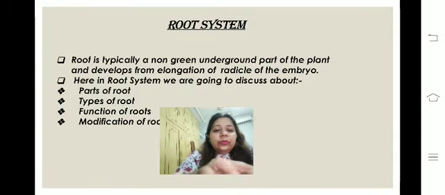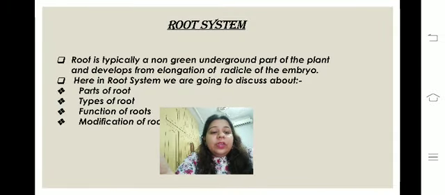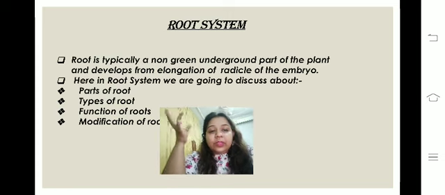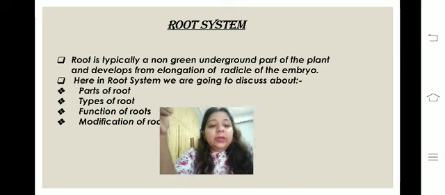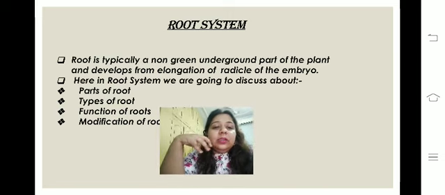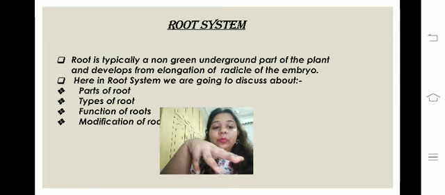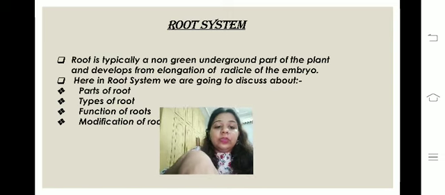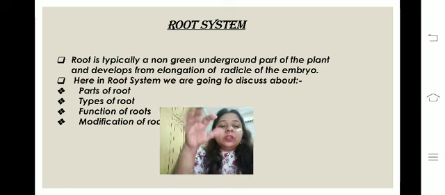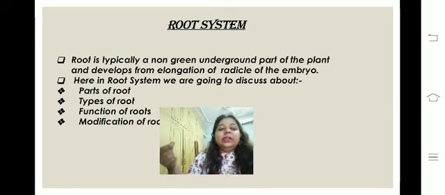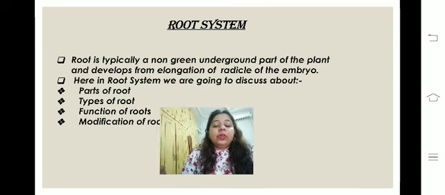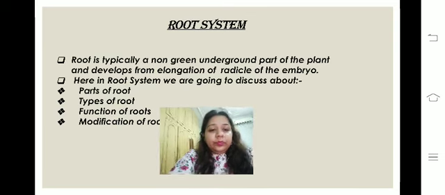Now the root is typically a non-green underground part of the plant. What is a root? It is the colorless part of the plant, which is present in the underground part, below the ground, which we cannot see, and it develops from the elongation of the radicle of the embryo, from where the embryo starts growing. This part elongates and goes deep into the soil and develops there.